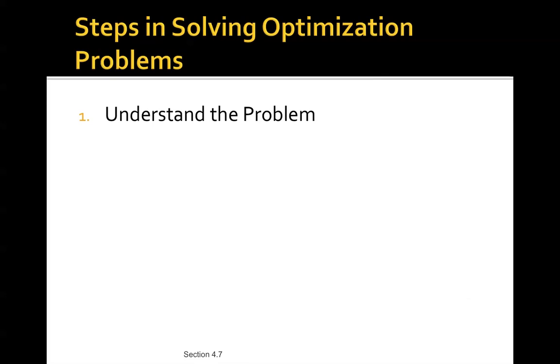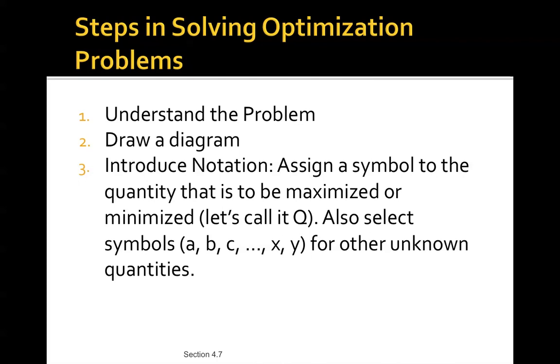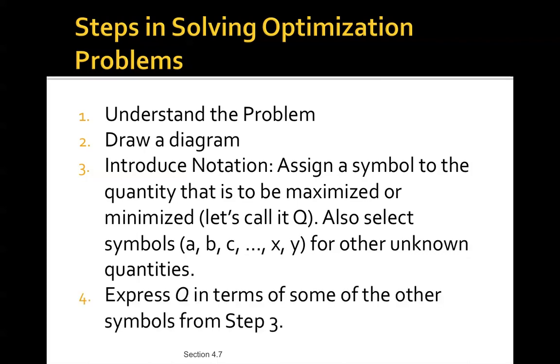So, steps in solving the problems. First, you need to read the problem. Then draw a diagram. Then introduce notation. So in the previous problem, we introduced x as being the side length and h as being the height, or anything like that. Then express Q in terms of some other symbols, where we found the area and the volume formulas.